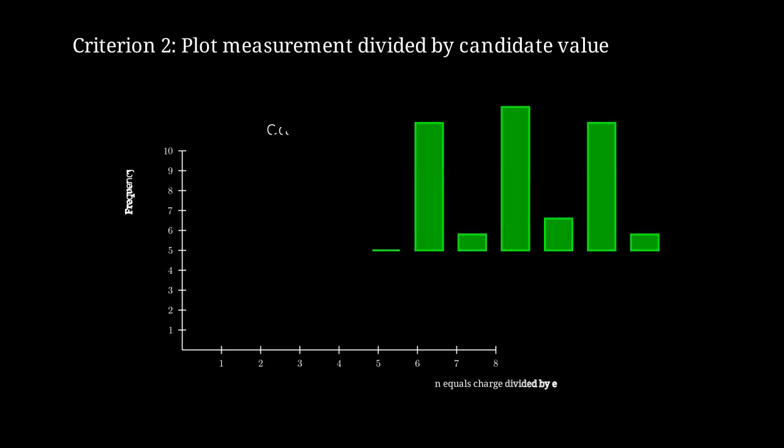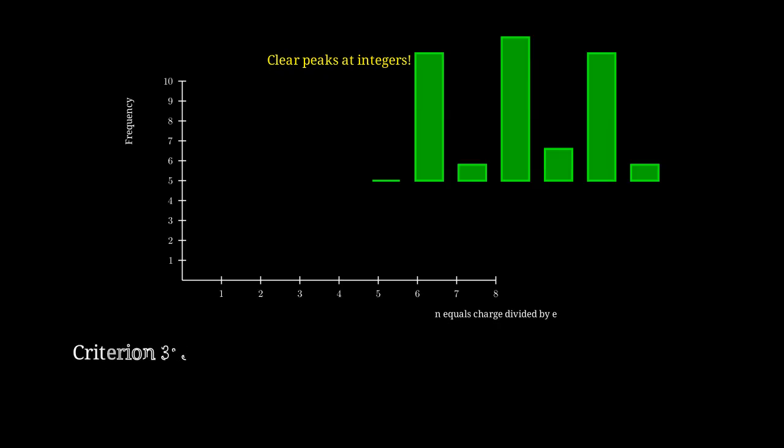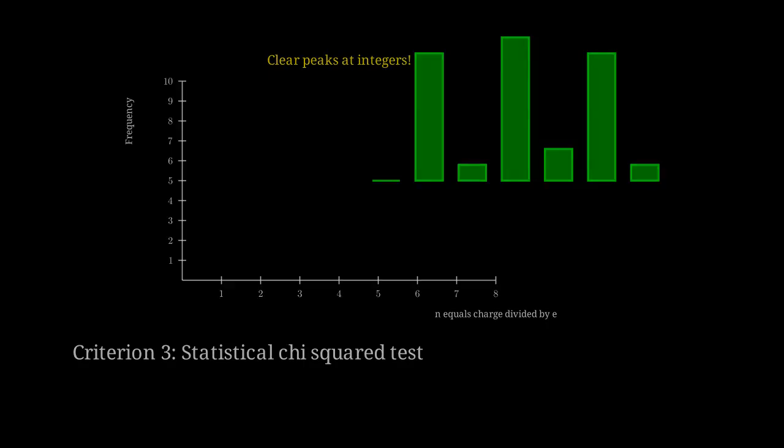This is what that plot looks like for our data. Clear peaks at integer values of n. This is unambiguous evidence of quantization. No continuous quantity would ever produce this pattern. Third criterion. For the mathematically inclined, use a chi-squared test to compare your data against two models. Model 1. Charge is quantized with elementary charge E. Model 2. Charge is continuous. The model with lower chi-squared value fits better.